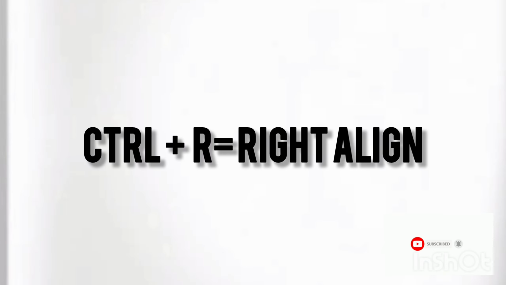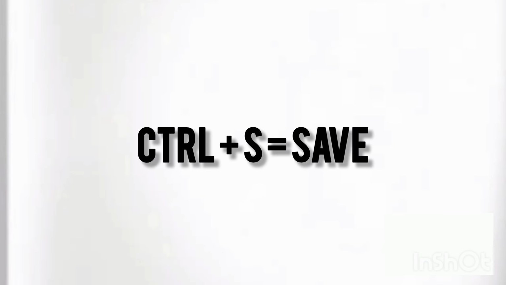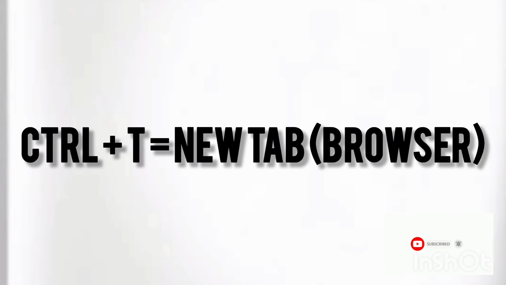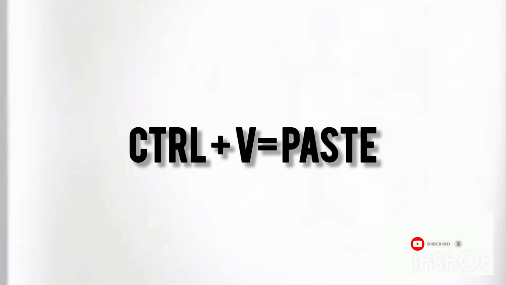Control plus R is right alignment. Control plus S is used for save. Control plus T is for new tabs in browsing. Control plus U is used for underline. Control plus V is used for paste.